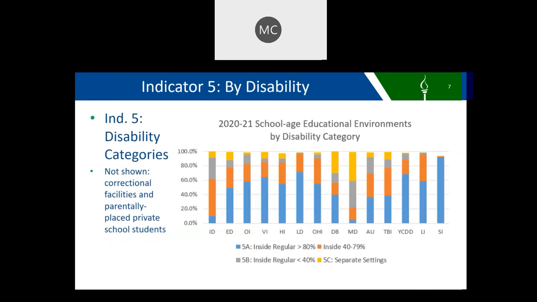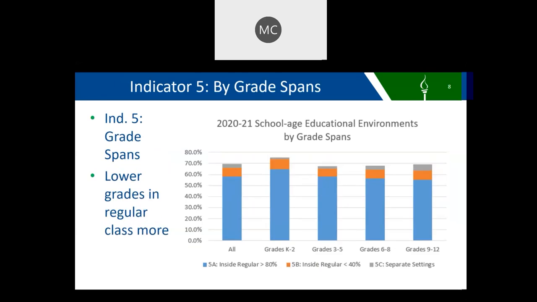This chart shows the percent of students in the various educational environment categories by disability category. Looking at the heights of the blue segments across the disability categories shows us that there's a wide variability in the percentages of students spending most of their time in the regular classroom. This chart shows the percent of students in Indicator 5 areas by various grade spans. Children in kindergarten through grade 2 are more likely to spend more time in the regular class than older students.